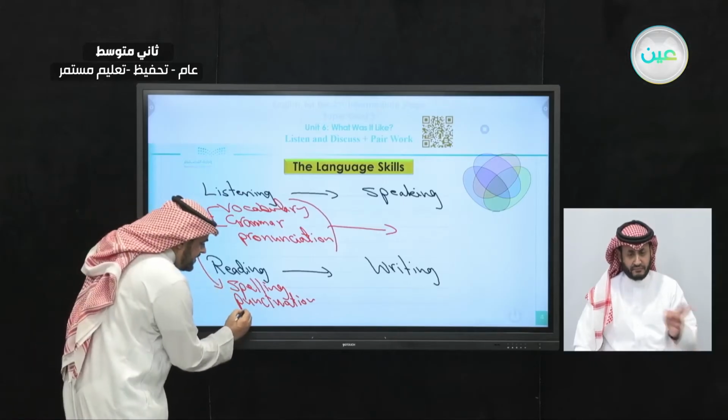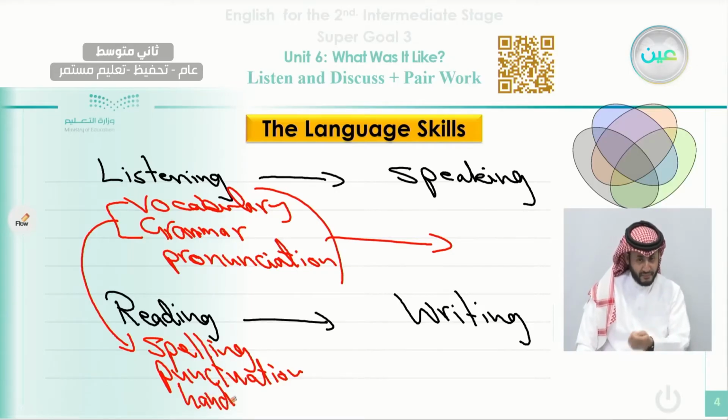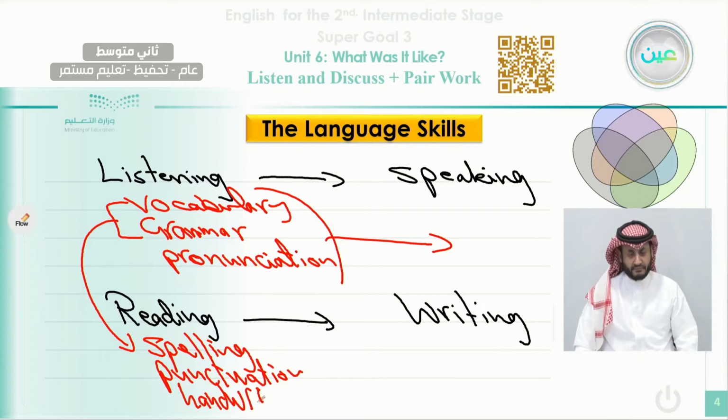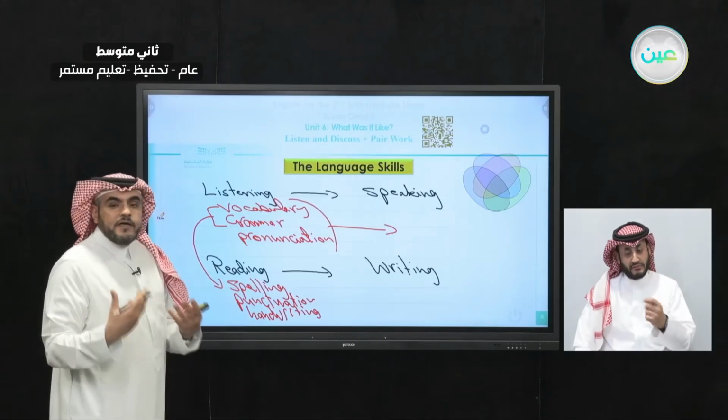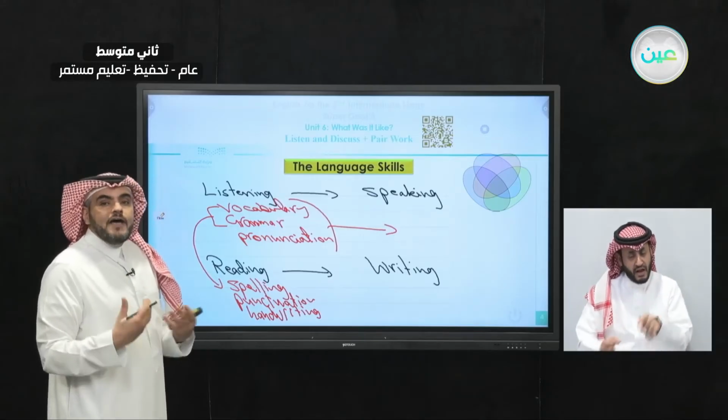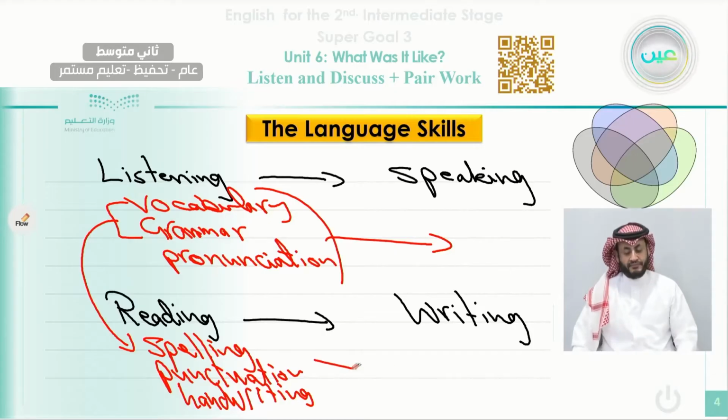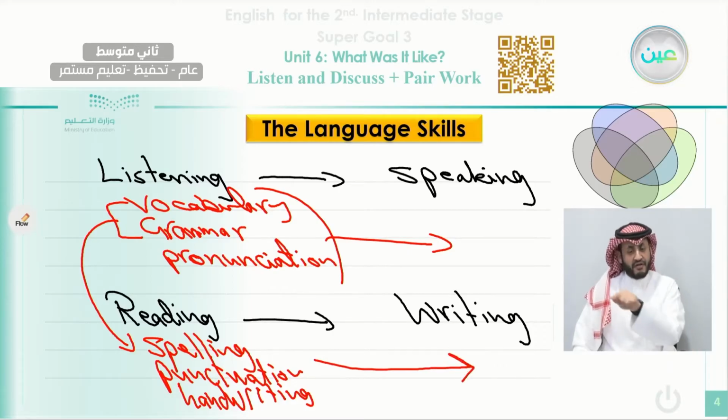And the last one is the handwriting. Okay, you have to improve your handwriting by practicing. Okay, so if you read very well, that means you are going to take care of the vocabulary, grammar, spelling, punctuation, and handwriting. And the impact will go here in your ability to write.